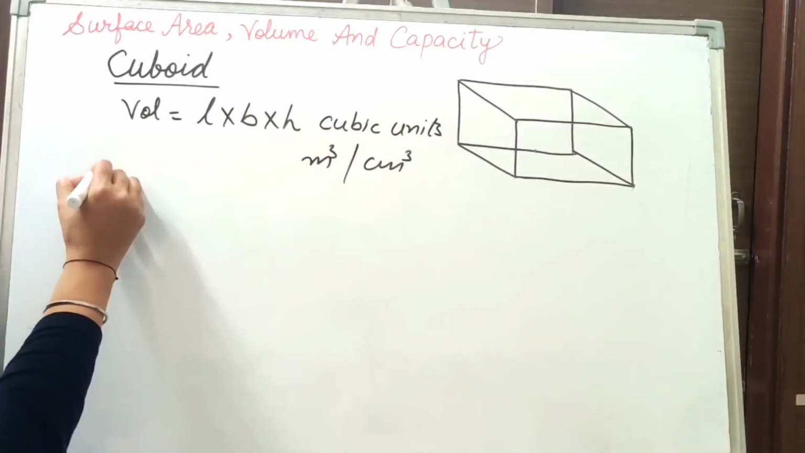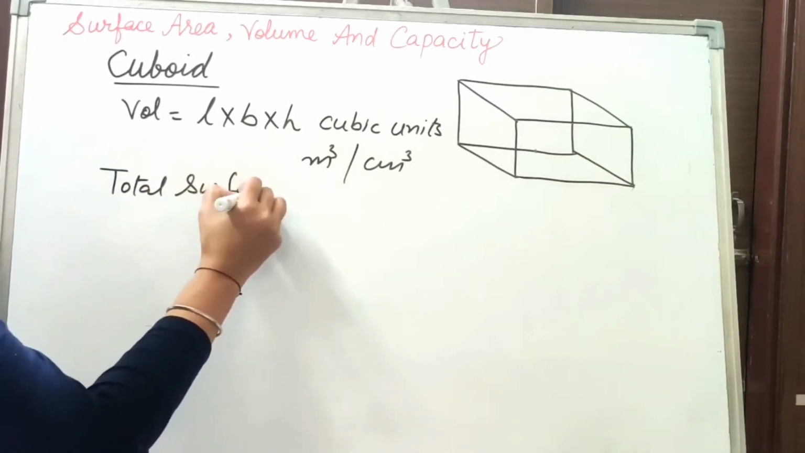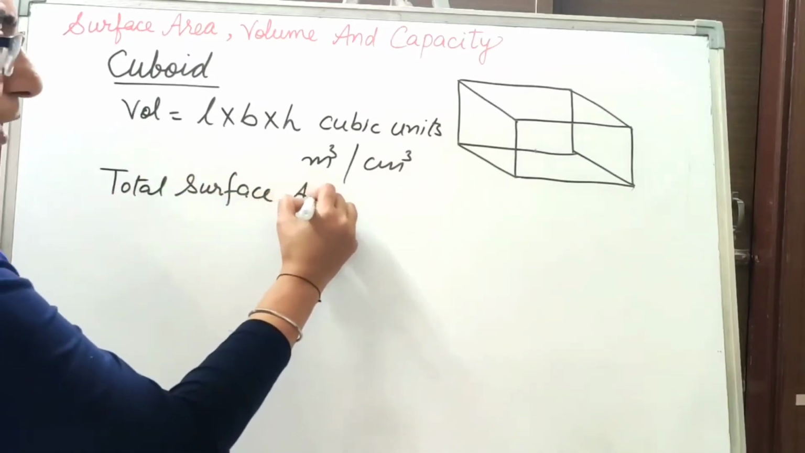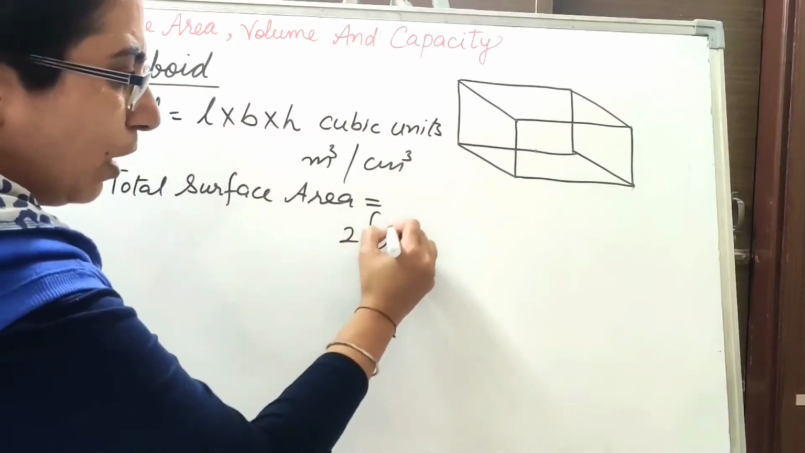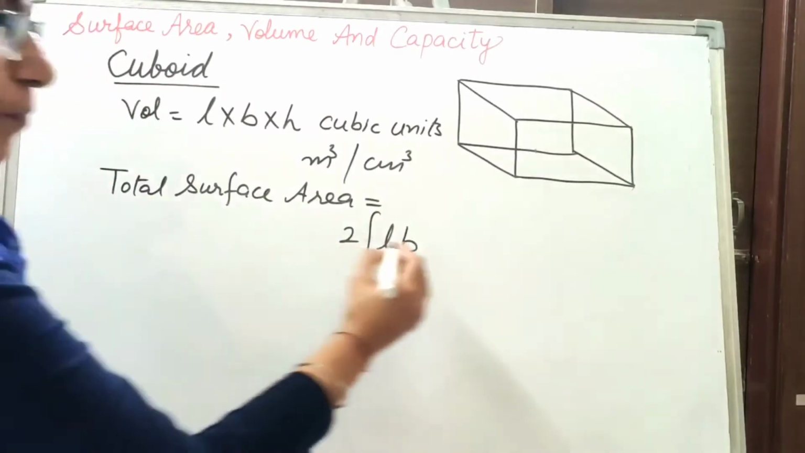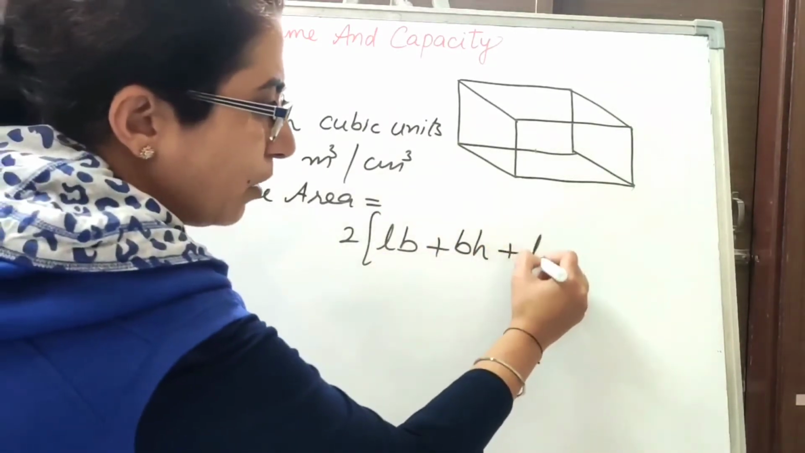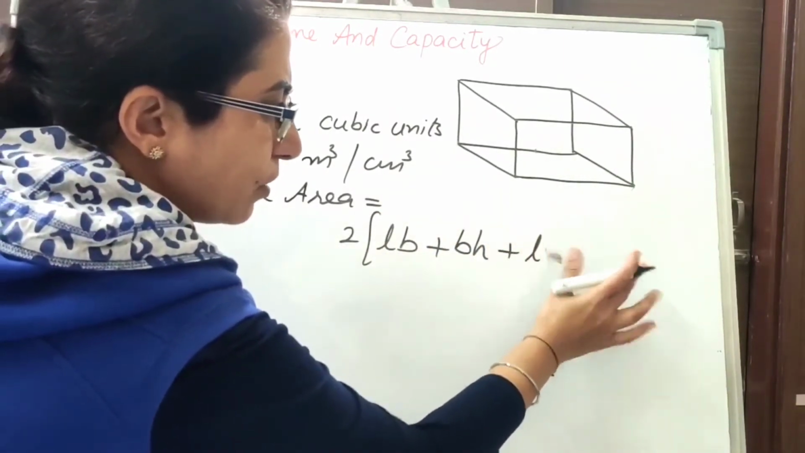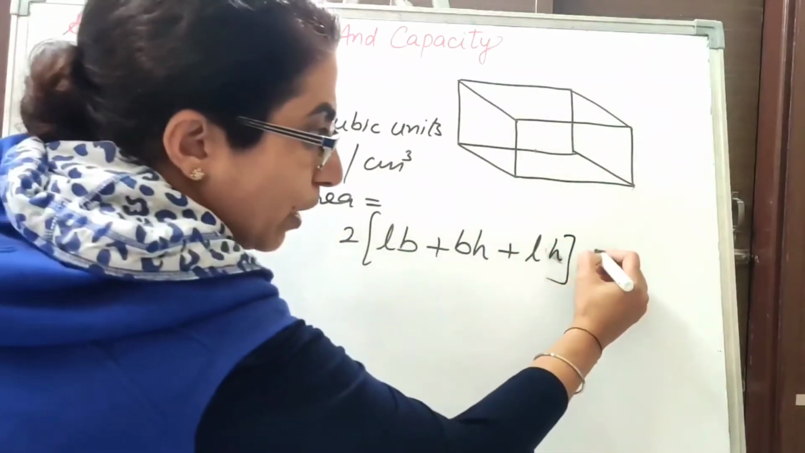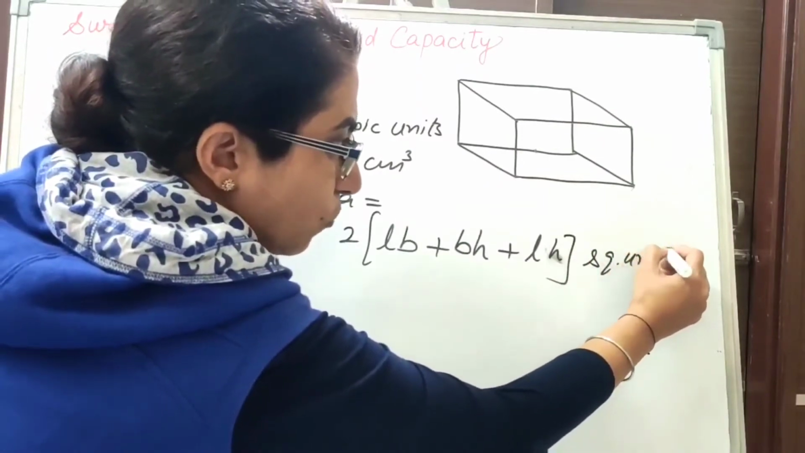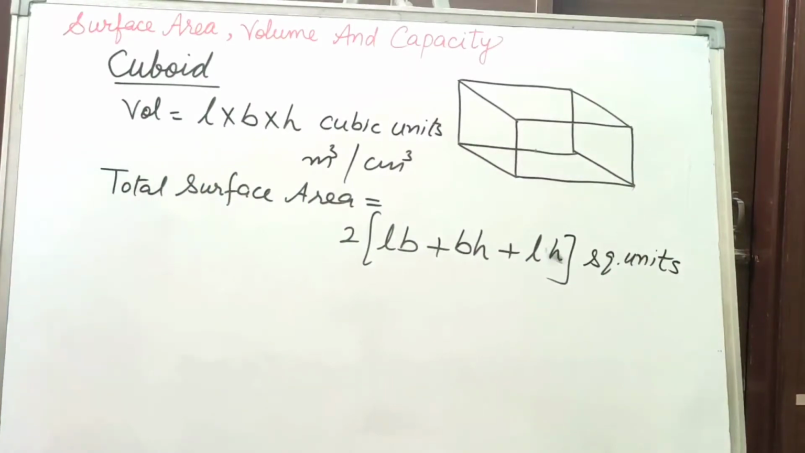And the total surface area is the sum of areas of all faces. So for the cuboid we have 2 into LB plus BH plus LH, that is length multiply breadth, breadth multiply height, plus length multiply height. So this is the total surface area of the cuboid, in square unit, because it is area, so we will measure in square units for the cuboid.